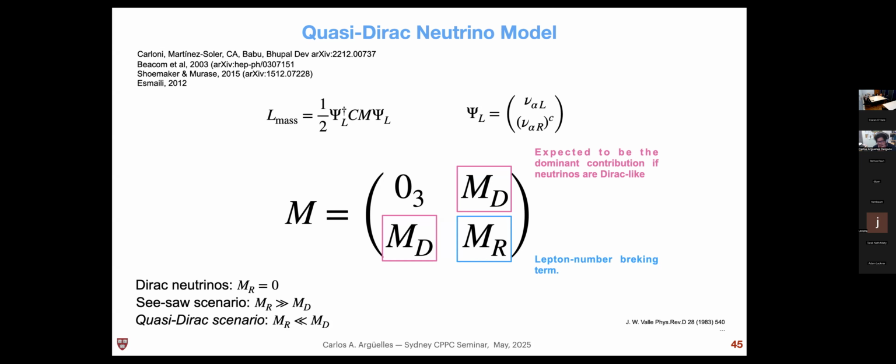Now, this term here is going to produce lepton number violation. It's a lepton number breaking operator. And so if we say neutrinos are Dirac, we typically mean that this M_R term is exactly 0. People also talk about the seesaw scenario, where this M_R term is very large and it makes the effective mass of neutrinos very small. And the case we're going to talk about today is the so-called quasi-Dirac scenario, where this M_R term is very, very small compared to M_D. Okay.